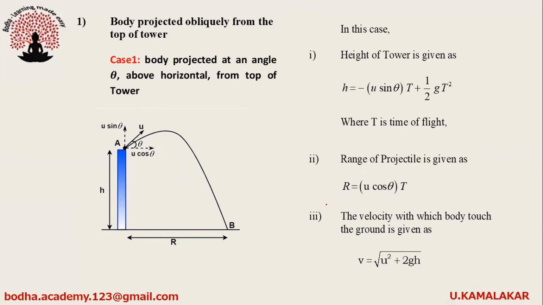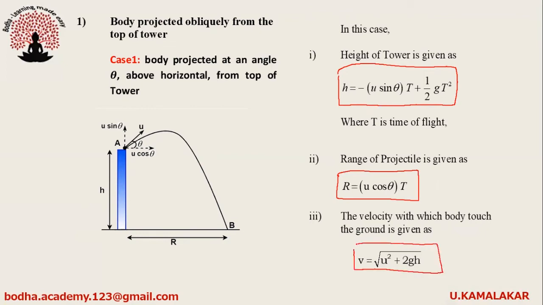Consider a body projected at an angle theta above horizontal from top of tower. In this case, the height of tower is given as h = minus u sine theta into t plus half gt square, where t is time of flight. The range of projectile is given as R = u cos theta into t. The velocity with which body touches the ground is given as v = under root u square plus 2gh.